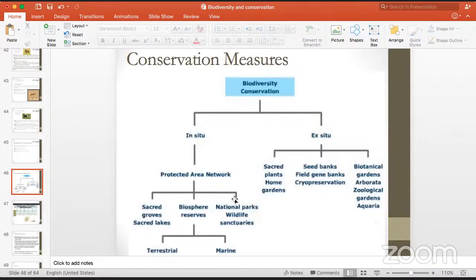I think yesterday students had a doubt about this. So I hope you are clear now. Wherever the animal is found, even if it is found in a mountain, even if it is found in an ocean, or even if it is found in a jungle, wherever it is found, you conserve the animal right there. So does that make sense? Are you following this?